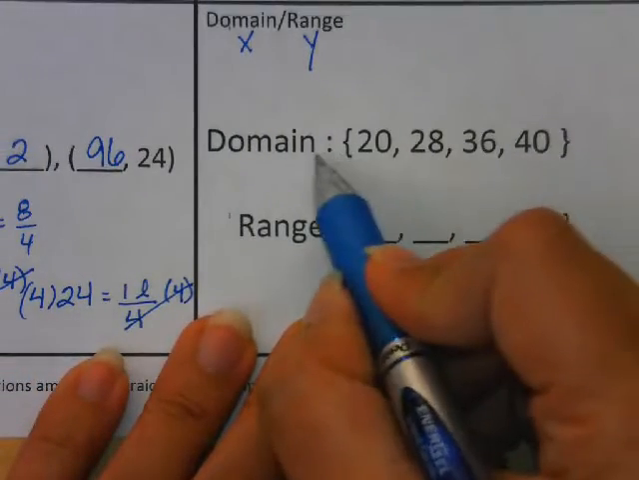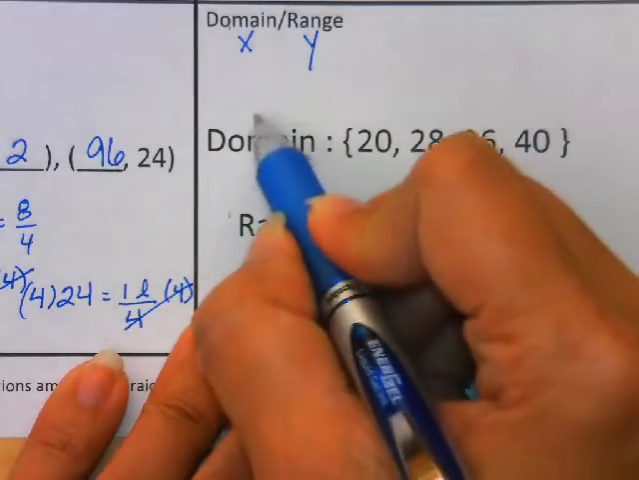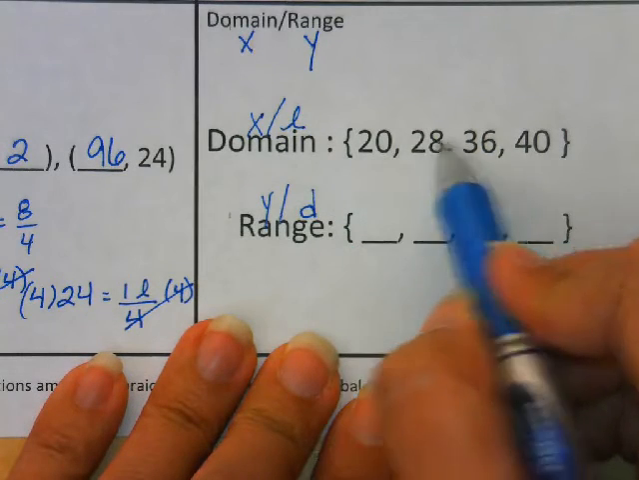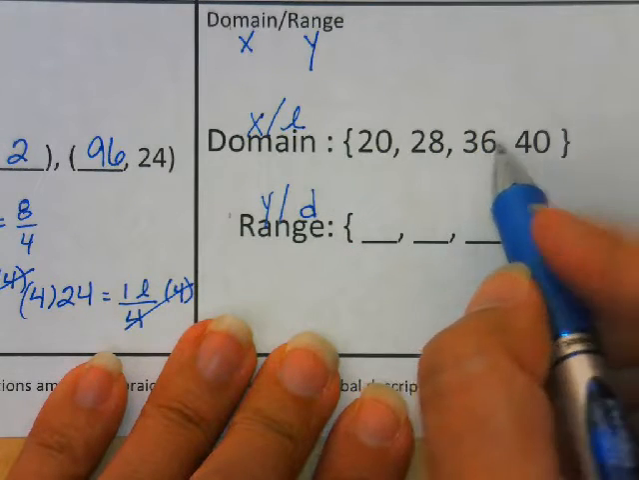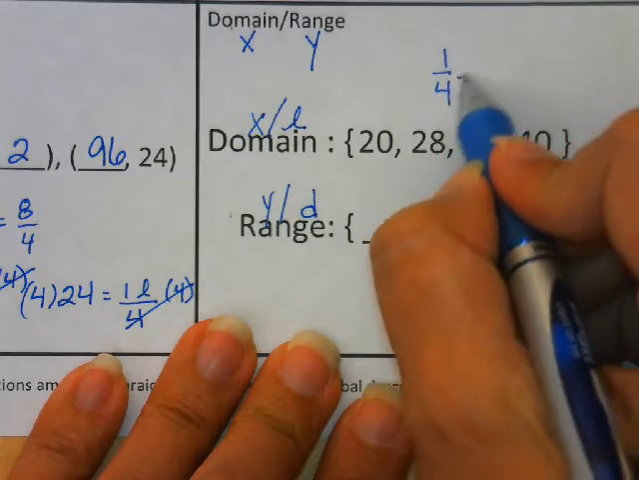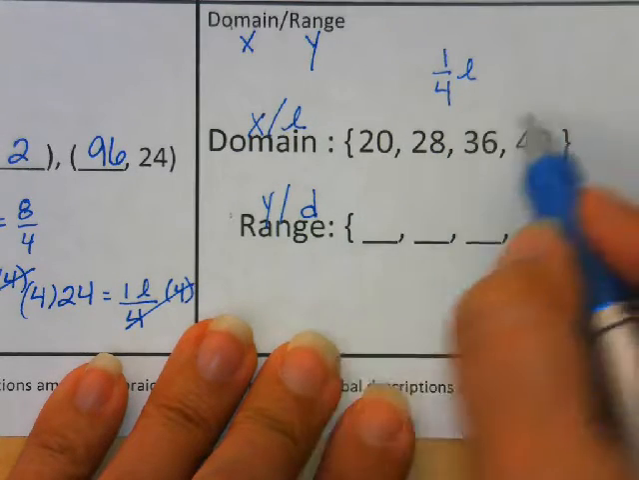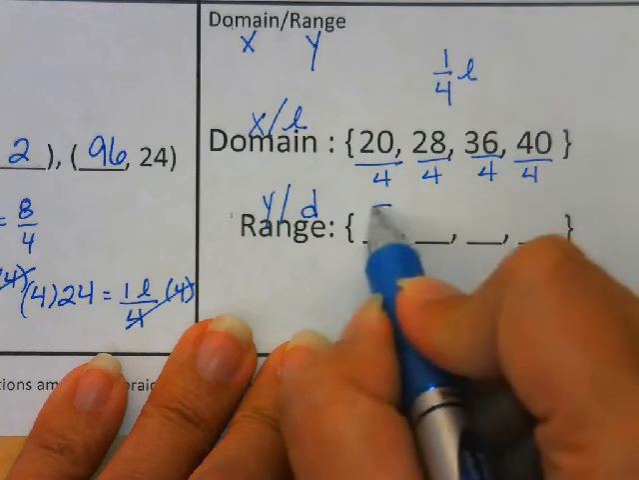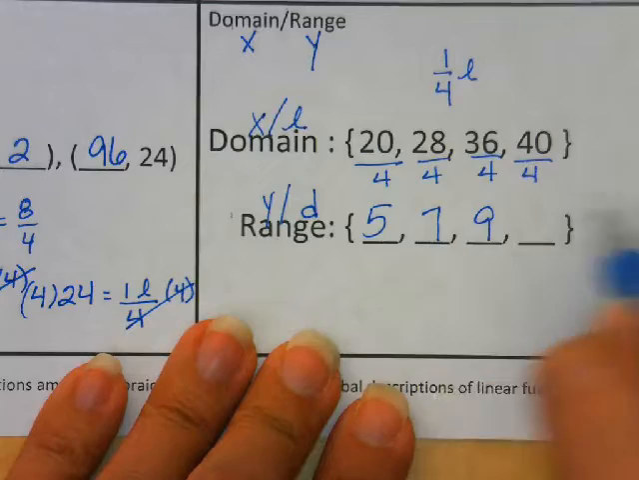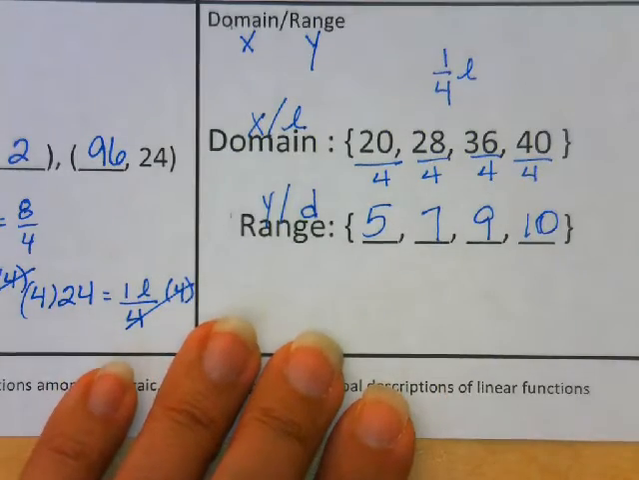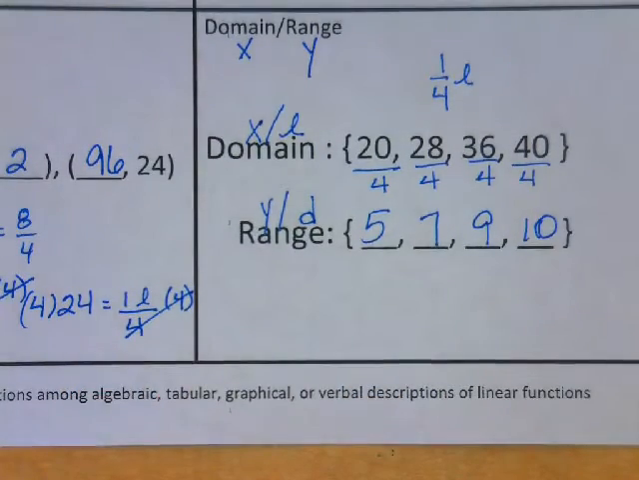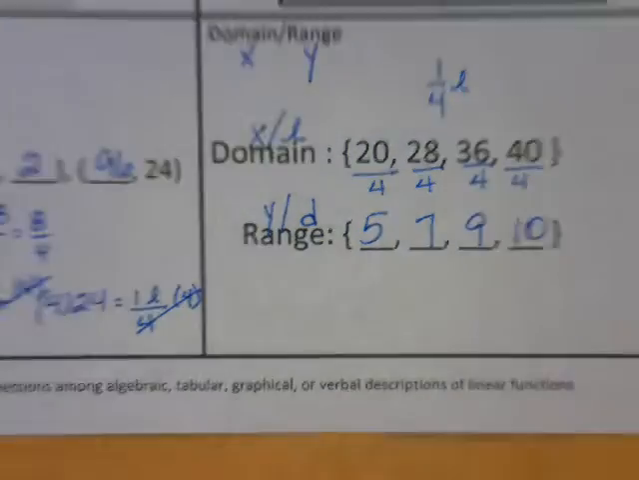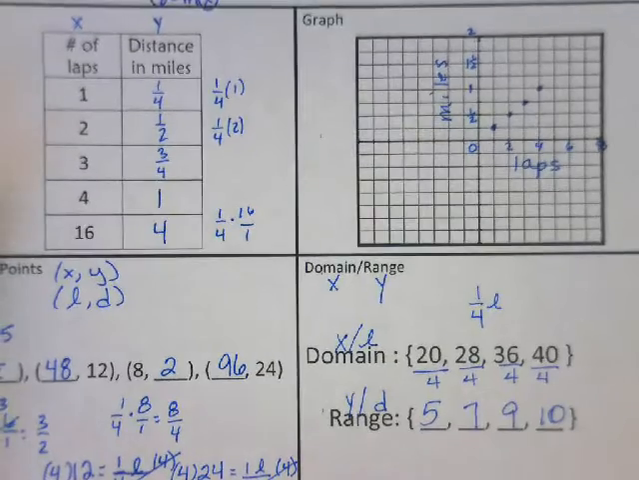So we said if you have your x values or your laps, you can find your y values or your distance. So all of these numbers, we are going to multiply by 1/4, right? So 1/4 of 20, or we could say that's the same, remember, as dividing by 4. Same thing. So we would get 5, 7, 9, and 10. Now, you can do this in the calculator as a check, just so you know. So I'm going to show you that real quick. And then in class tomorrow, we'll do some more practice with this.